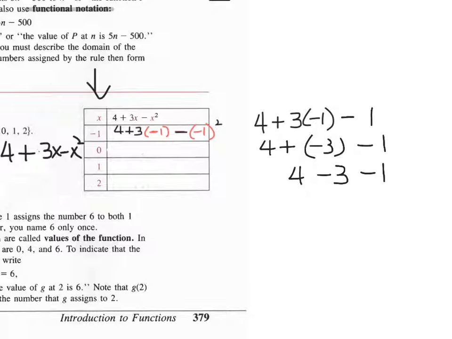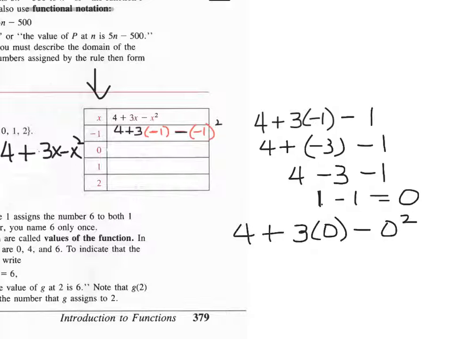So 4 minus 3 is 1, minus 1, and it's 0. Then the next one, you're going to plug in 0. So this is what I mean by it's tedious. You're going to take the problem, and now you're going to show this work and how you're going to plug it in. And here, 4, and then 3 times 0, and then minus the 0 squared, and you get 4. And you're going to keep repeating this for however many domain values they give you.